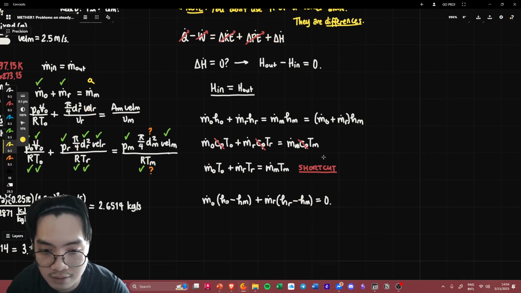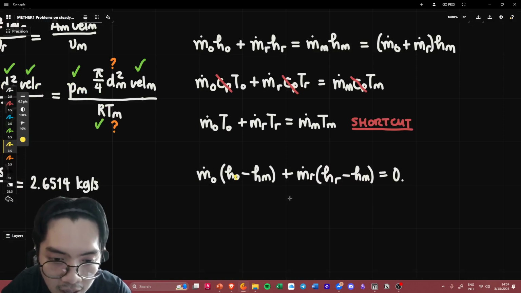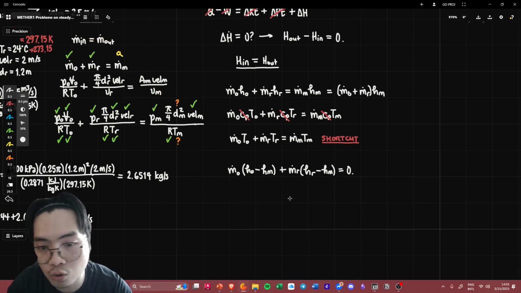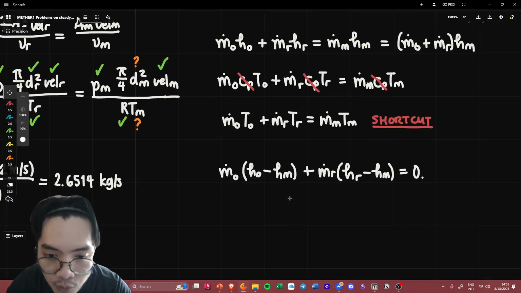And so suffice to say, this is how we should be thinking about our enthalpy and our energy. It's supposed to only be a reference for something.